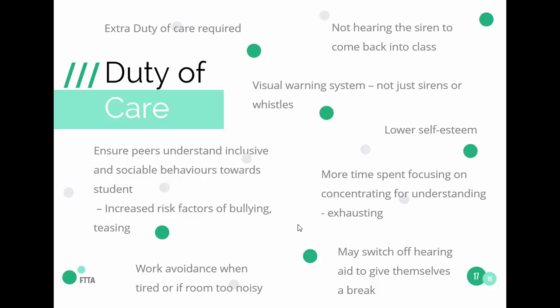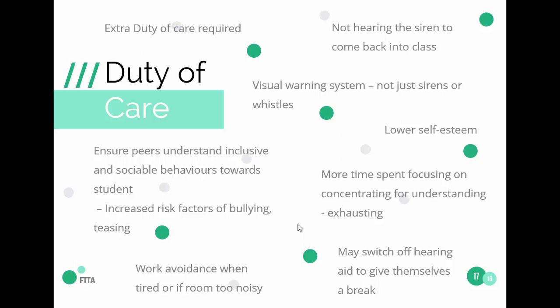Ensure peers understand inclusive and social behaviours towards the student. So again, helping those students, explaining to them that Peter does have a disability, he can't hear you properly, he doesn't understand some of the things you say. Because of that, his understanding of the words you say is not quite as good, and trying to frame it and explain things in a way that other children would understand is important. And in my experience, I think children are generally very receptive and very good with helping kids that have problems, despite what you might hear in the media and places like that. Increased risk factors of bullying and teasing.